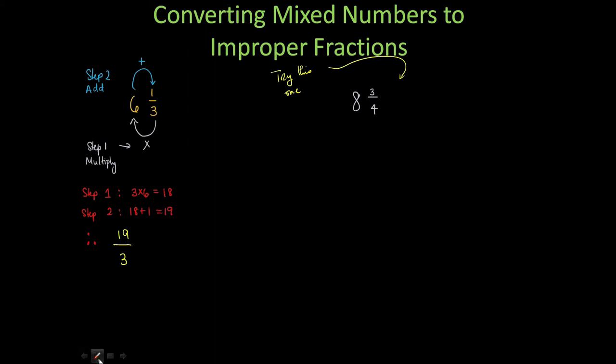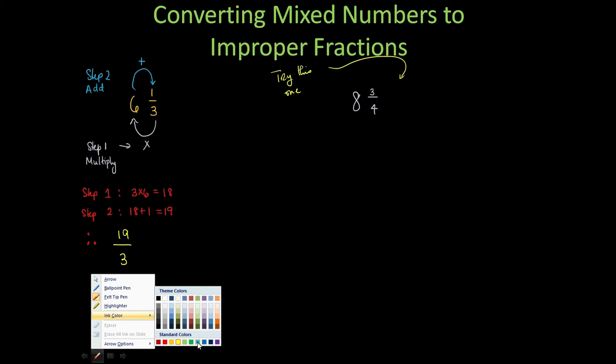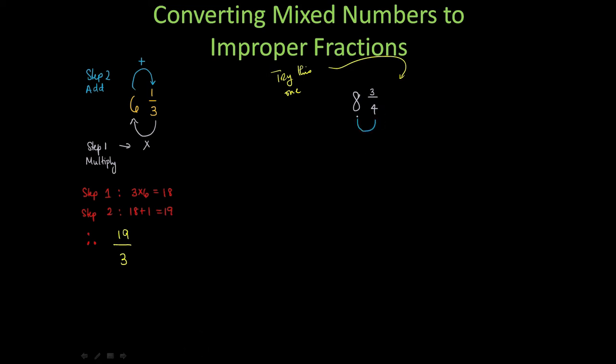Using the same idea, we would use step 1, we're going to multiply 4 by 8, and then step 2, whatever product we get, we're going to add it to 3. So step 1, 4 times 8. And then step 2 now, we would say 32 plus 3. That will give us 35. Therefore, the improper fraction will be 35 over 4. Okay? So that's how you do it.